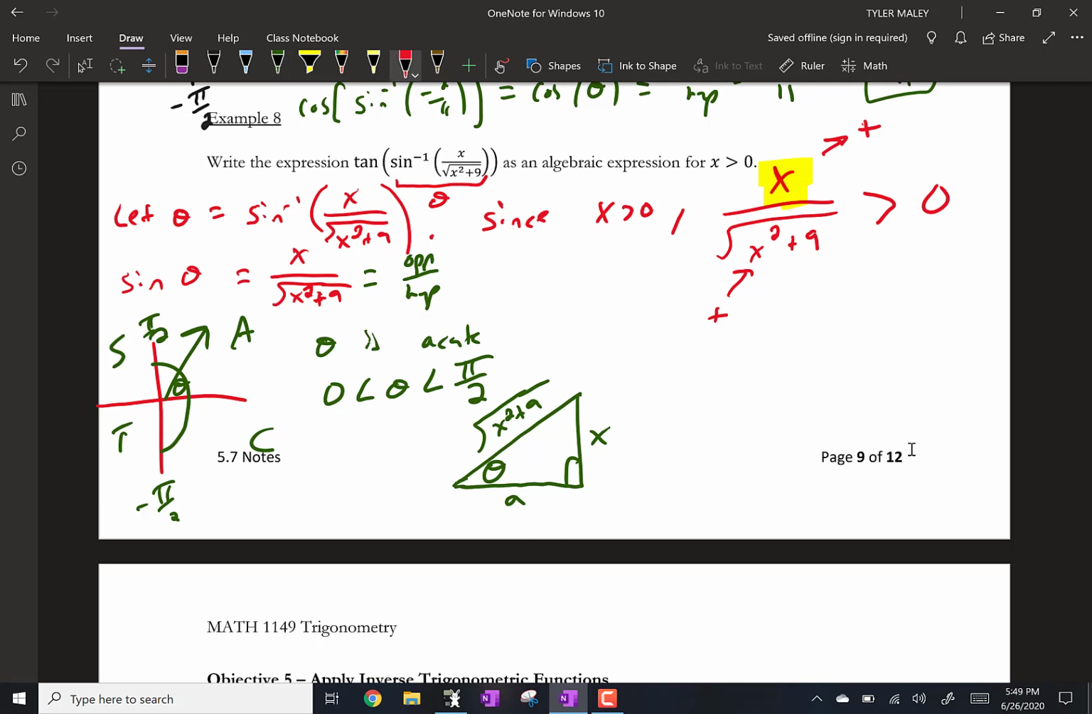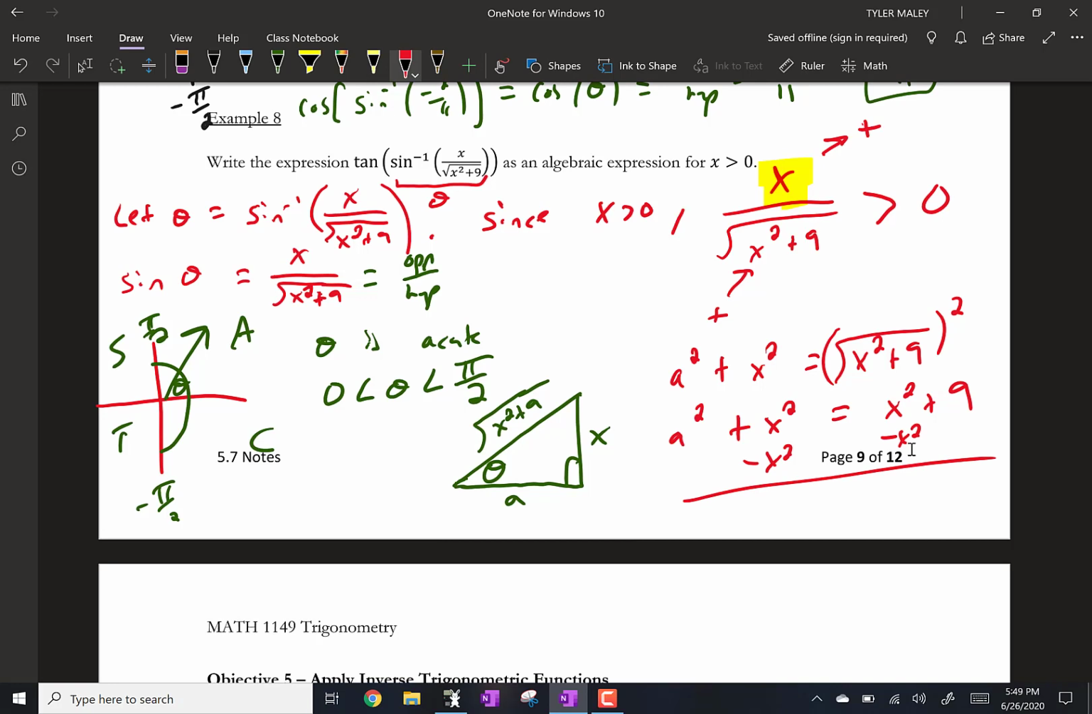To solve for A, we would have a squared plus x squared equals the square root of x squared plus 9, quantity squared. So that gives me a squared plus x squared equals x squared plus 9. If I subtract x squared from both sides, we get a squared equals 9, which means that a equals the square root of 9, which is 3. I know a is positive because we're stuck in the first quadrant.